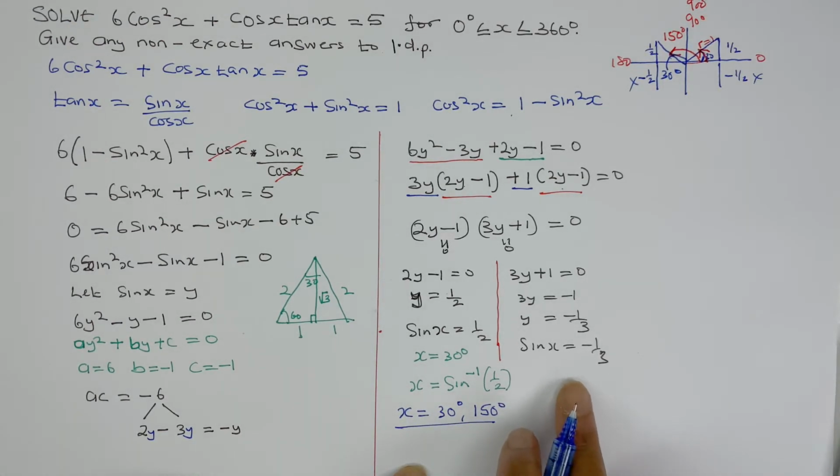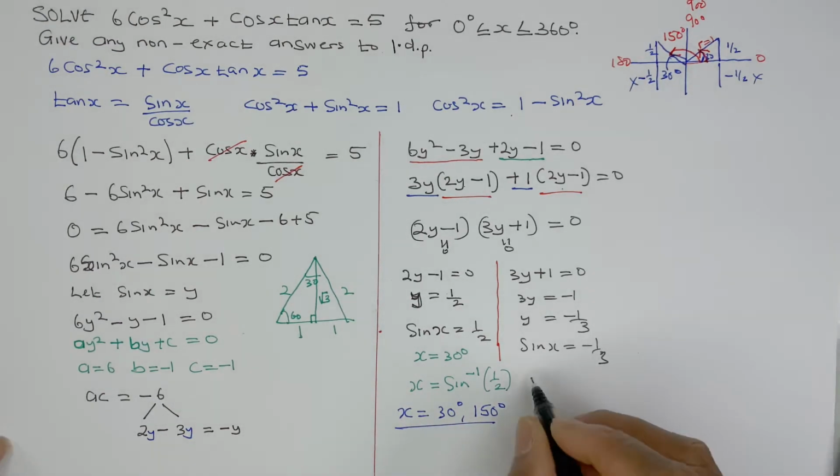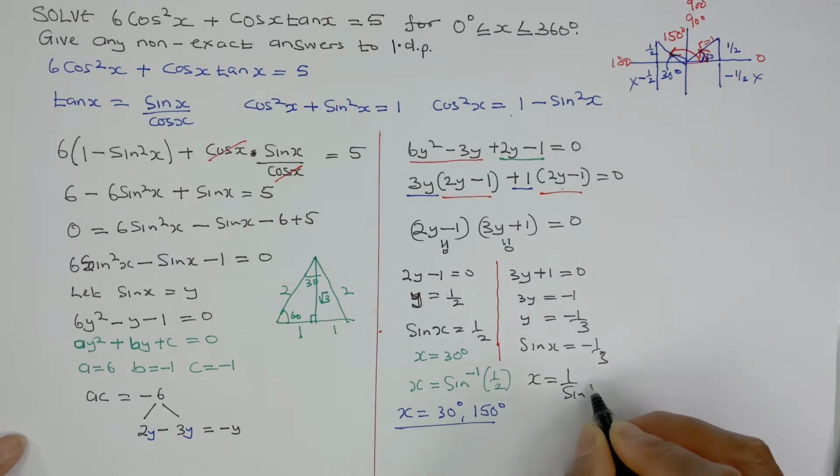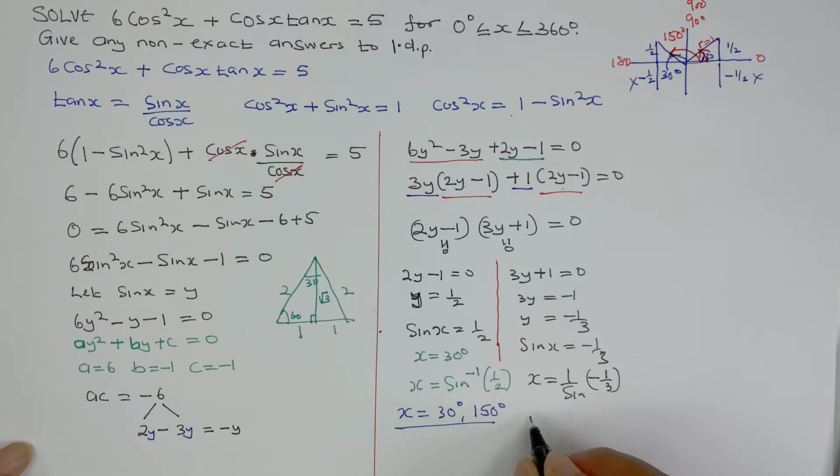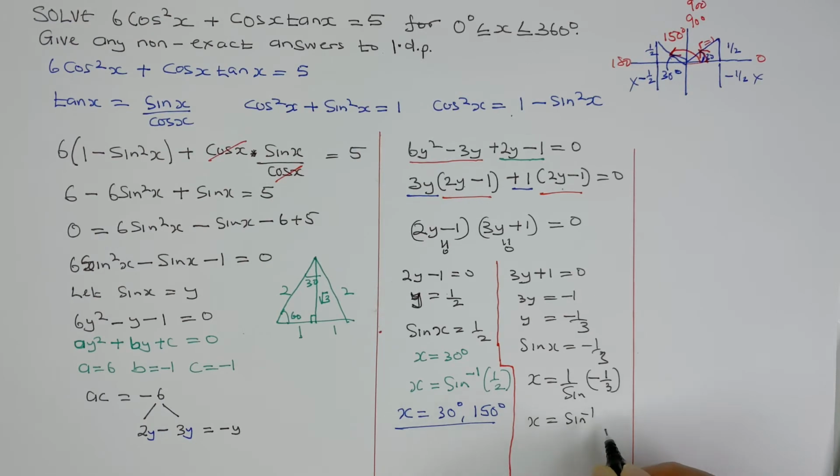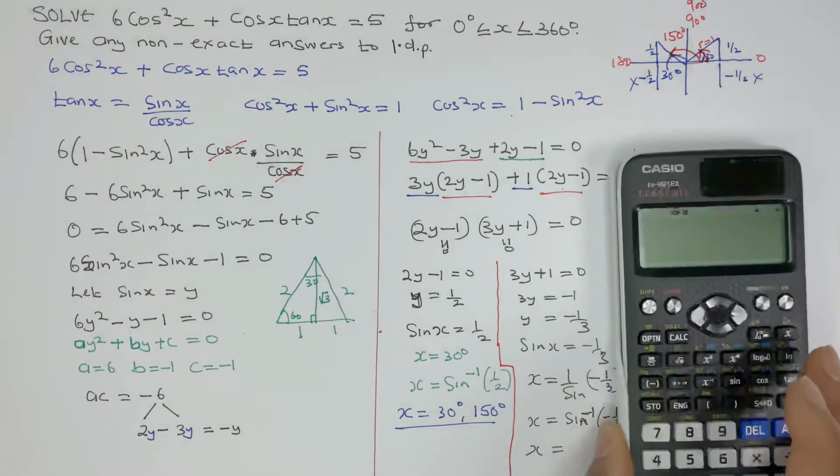Now we need to find the solution to that. Again, we have to divide by sine, and that will be x equals 1 over sine times minus 1 over 3. And therefore, in indices, 1 over sine is sine to the power minus 1, which we call inverse sine. That means the reciprocal of sine. Open bracket, minus 1/3. So we can find that value. So x will be equal to, again, with the calculator.